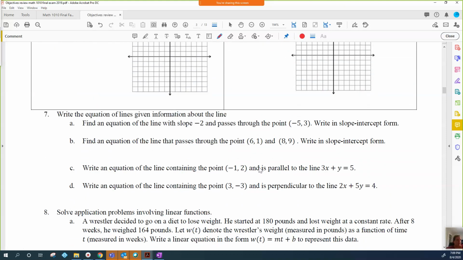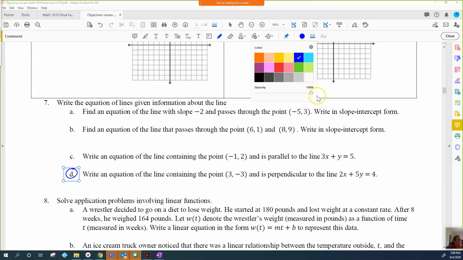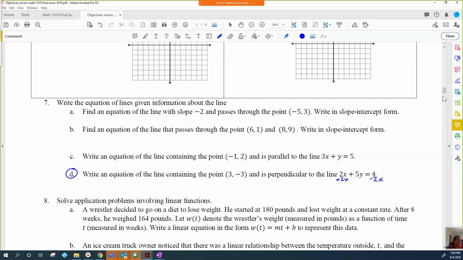Let's go down a little bit further here to number 7. Maybe let's focus in and try and work out this part D. It says, write an equation of a line containing the point (3, -3) and is perpendicular to this line that is given here. So let's first look at this line. Just like we did above, we need to figure out what the slope is, so I need to solve this to get y by itself. I'm going to subtract my 2x over. So 5y equals -2x plus 4, and then I need to divide by 5.